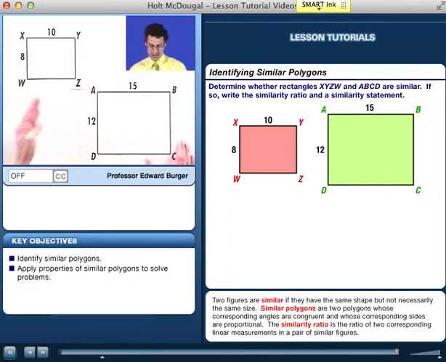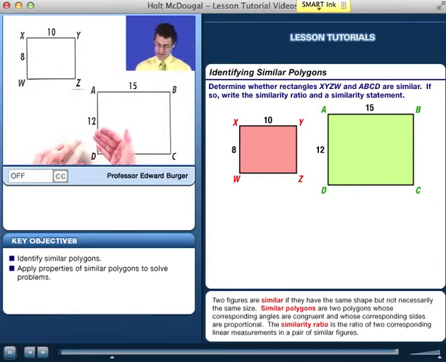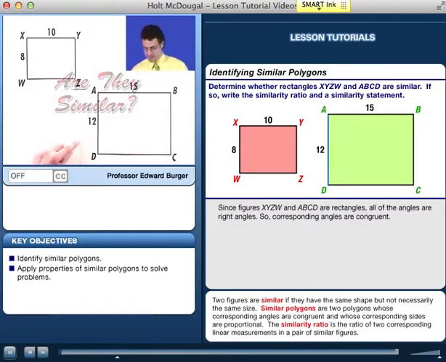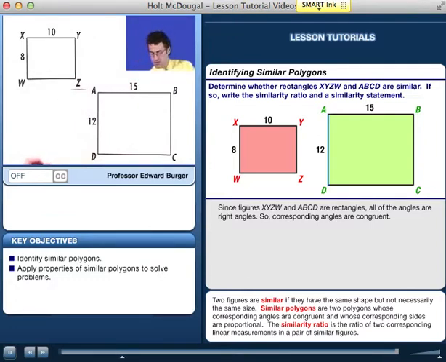Our first rectangle has sides 8 and 10. Our second rectangle, ABCD, has sides 12 and 15. Are they similar? Well, we can figure this out by taking a look at the ratios of corresponding parts and seeing if those ratios are equal or not. So, let's begin. Let's take a look at the smaller side of the larger rectangle and compare it to the smaller side of the smaller rectangle.